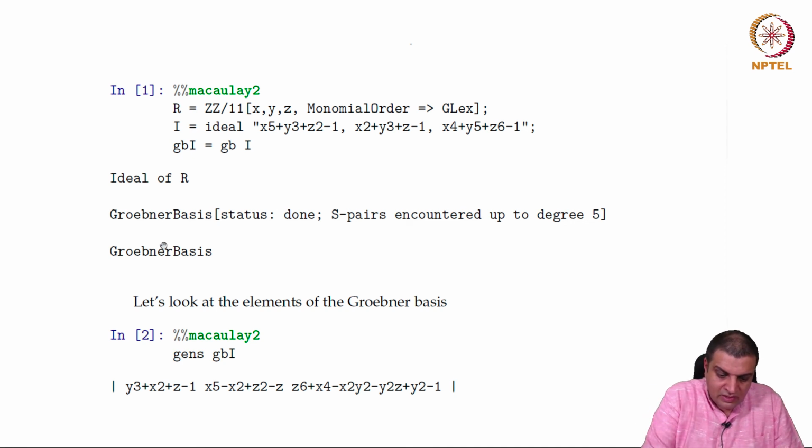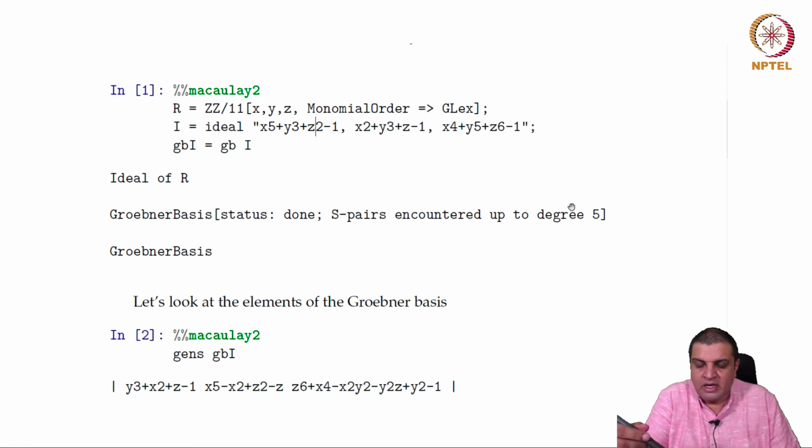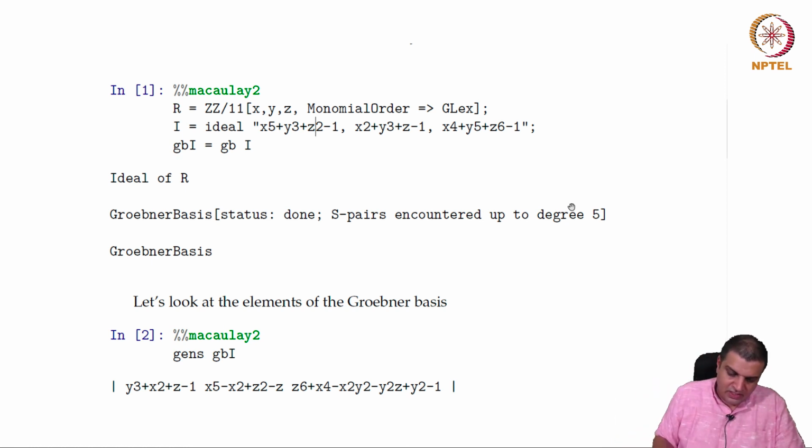So these three lines are corresponding outputs. We ask to compute the Grobner basis of I. This is defined in the GLEX order, and we just call that thing GBI. This is just a name. It says it's a Grobner basis. The status of it is done, and S pairs encountered up to degree 5. So it kept computing and went up to some degree.